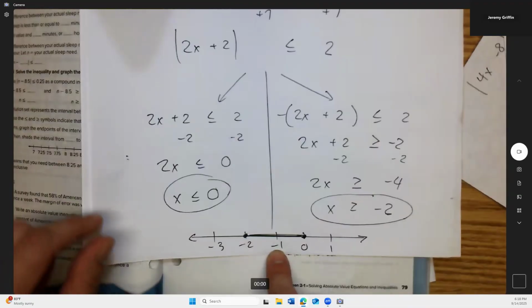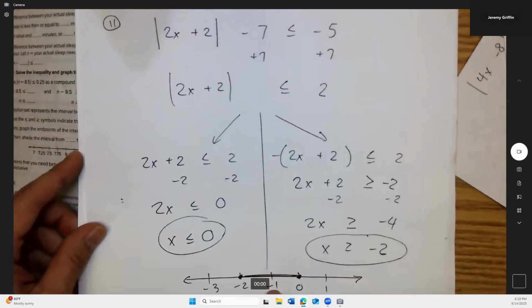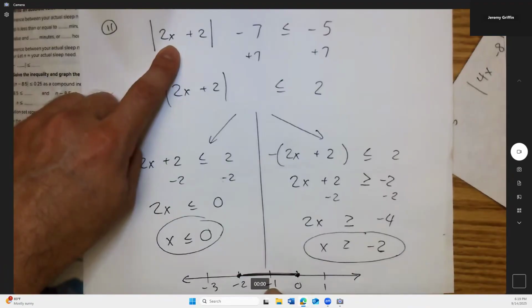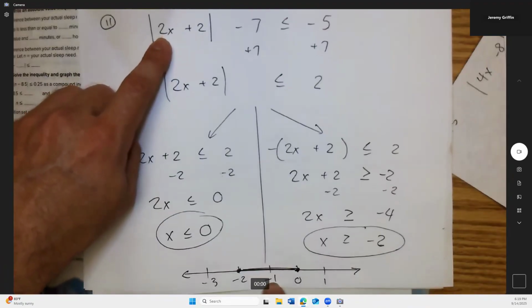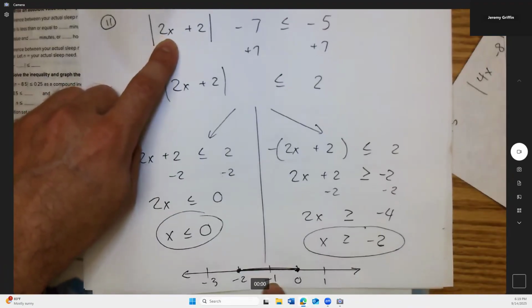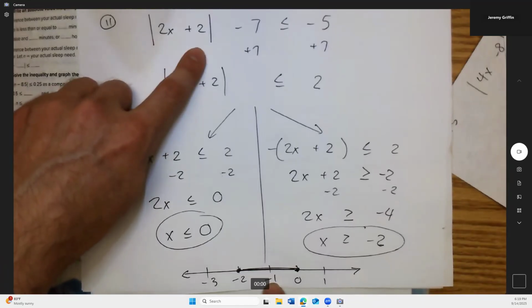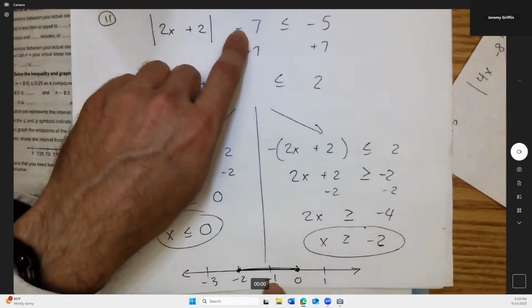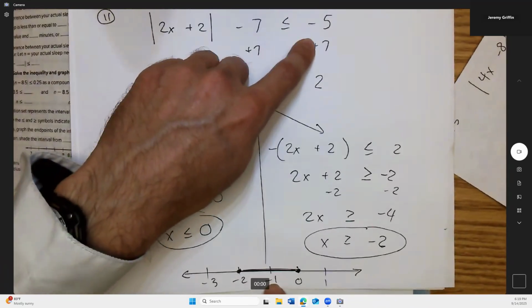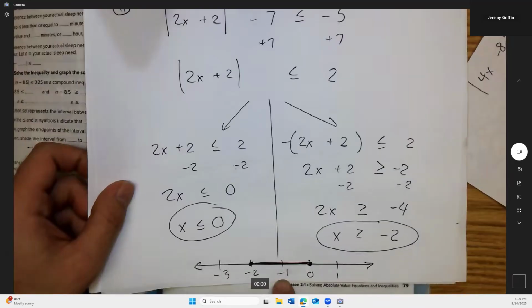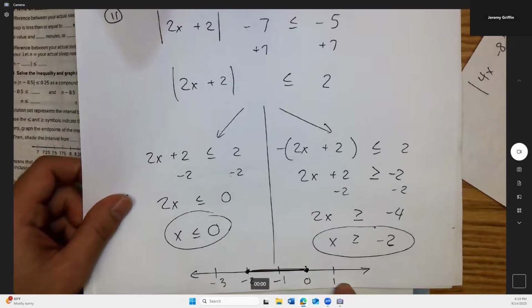So negative 1 should work. Let's see if negative 1 works. If I plug in negative 1 up here, 2 times negative 1 is negative 2, plus 2 is 0. So this whole thing would zero out. Minus 7. So is negative 7 less than or equal to negative 5? Yeah, it is. So negative 1 works. The number 1 should fail.